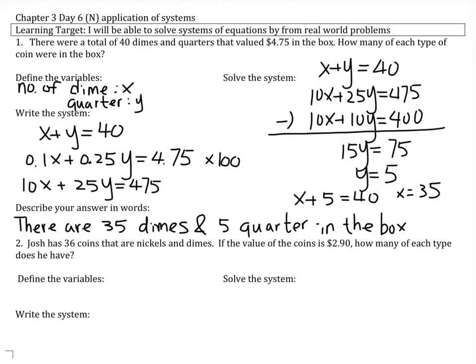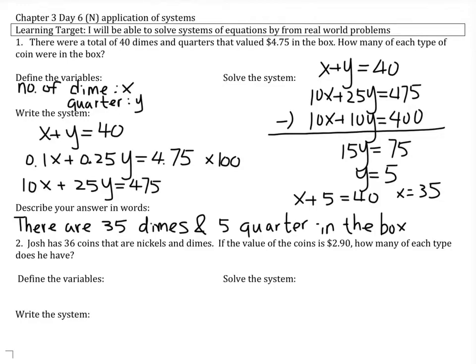So first thing, I would like to name number of dimes as X, number of quarters as Y, and according to the story, a total means that the combination of dimes and quarters add up. The total number is going to be 40 coins. So there are 40 coins in the box. And I know the total value is $4.75.